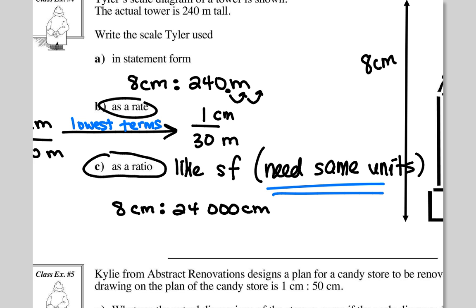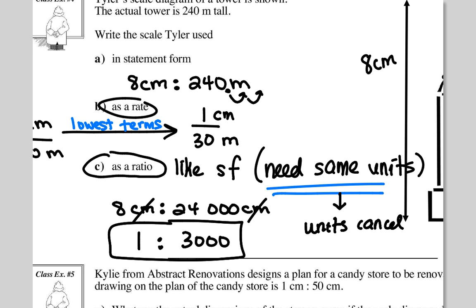So as a ratio, those units will actually cancel. Hopefully this makes sense, especially those of you that are working ahead. For ratios, you need the same units, and then the units cancel. So if you're given a scale with no units, that's because the units have canceled. And then this 8 divided by 24,000, in lowest terms, is 1 to 3,000. With no unit.